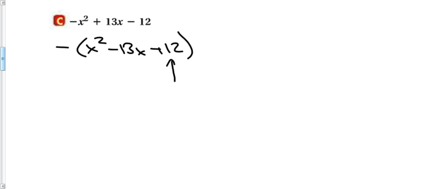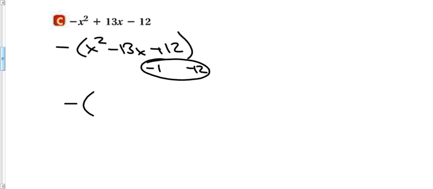Those are the factors of 12 that are going to add up to a negative 13. Because 12 is positive, both of my factors have to be negative, because a negative times a negative is going to give me a positive. So I'm going to have negative 1 and negative 12. And I can see right there, without even having to go any further, that adding these together gives me a negative 13.